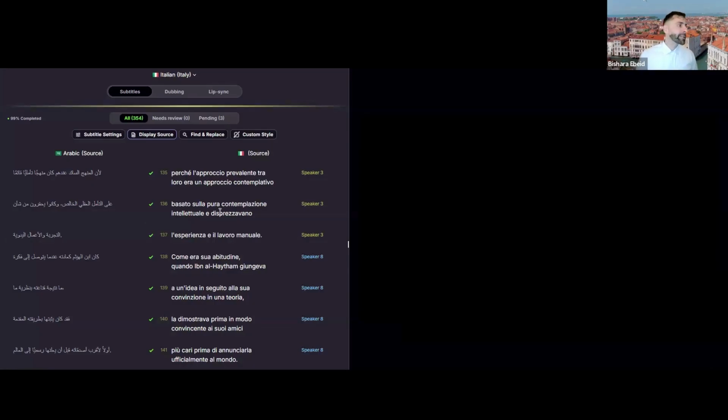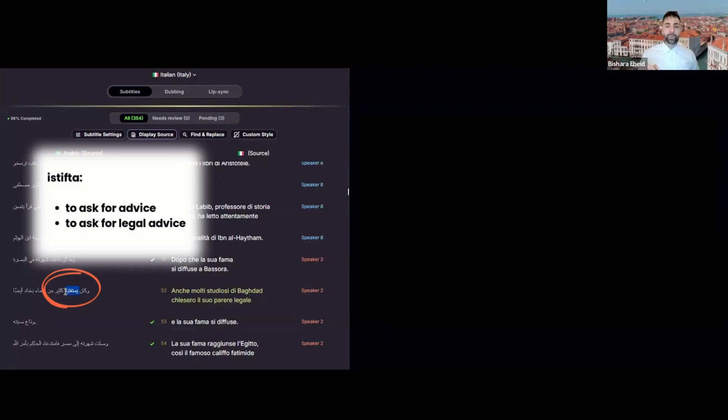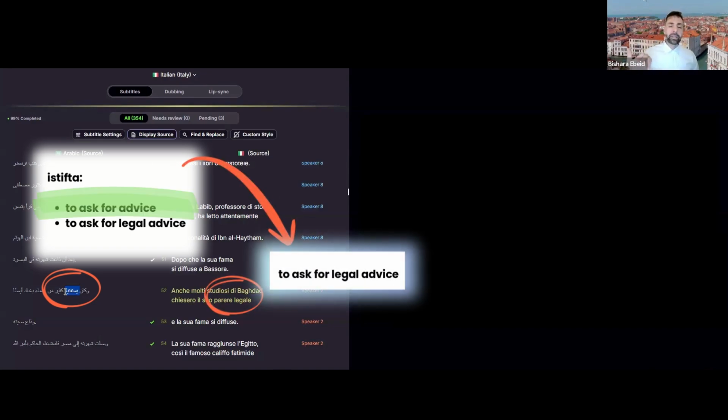In sentence 52, we have the verb istafta, which means to ask for advice, which also can mean to ask for legal advice. In our case, it's simply that they went to this person, to this philosopher, to ask him his advice. There is nothing to say that in this context they asked for his legal advice.